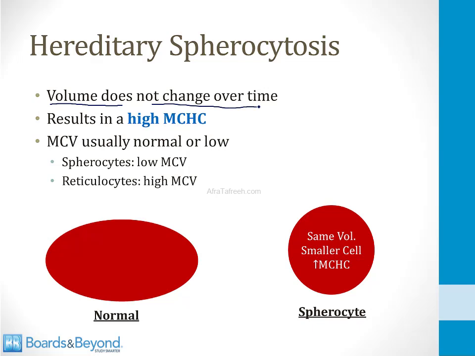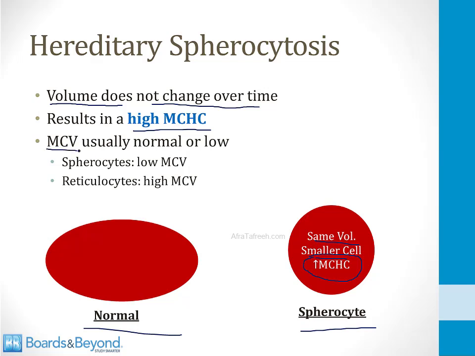This means that the material inside the cell gets packed closer and closer together as membrane is lost. This leads to a high MCHC. The MCHC is the mean corpuscular hemoglobin concentration. In a normal cell, all the hemoglobin is spread out over a large cell. In a spherocyte, it's the same volume but a smaller cell, so everything is packed closer together, and you see a rise in the MCHC. This is a classic finding when you analyze red cells in patients with spherocytosis.